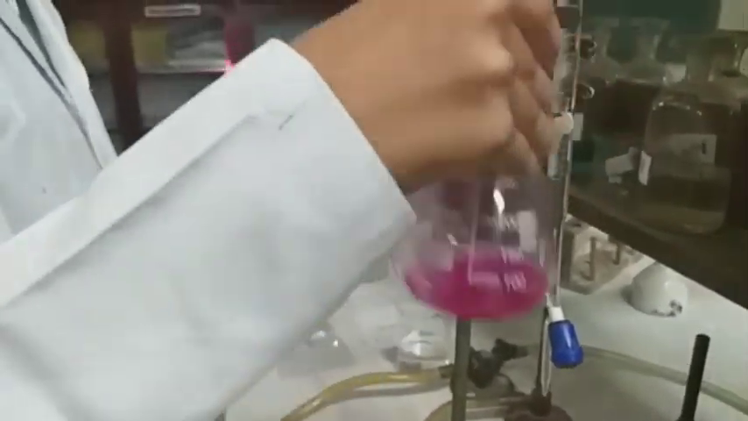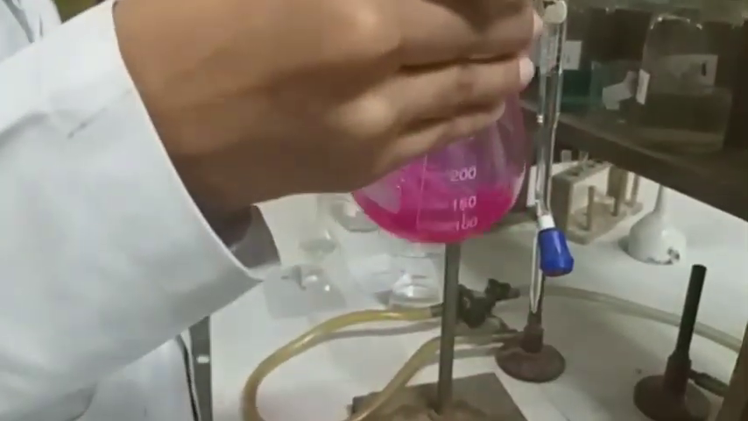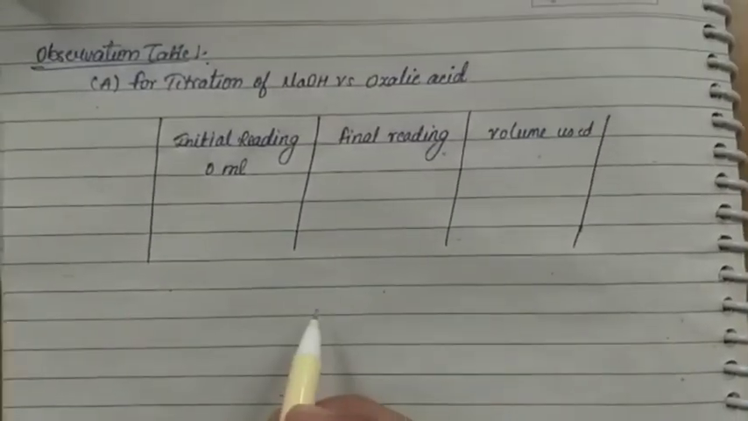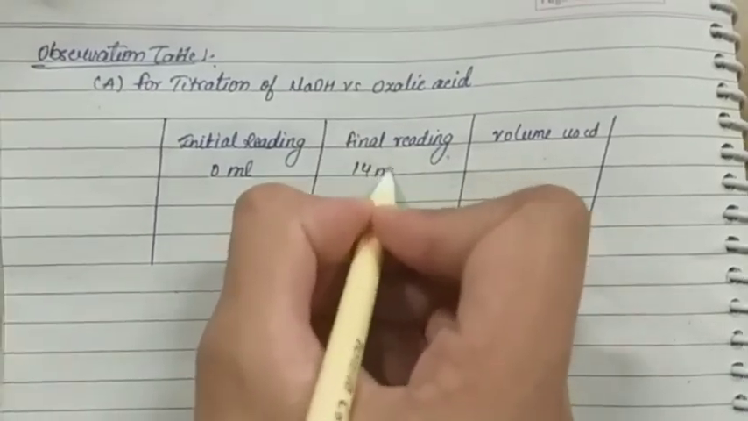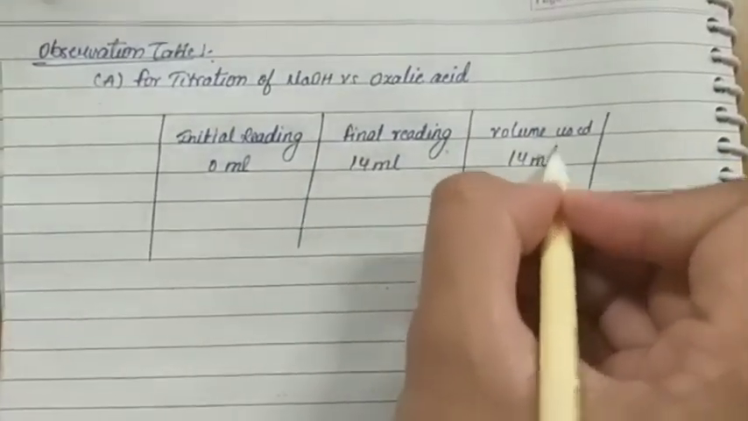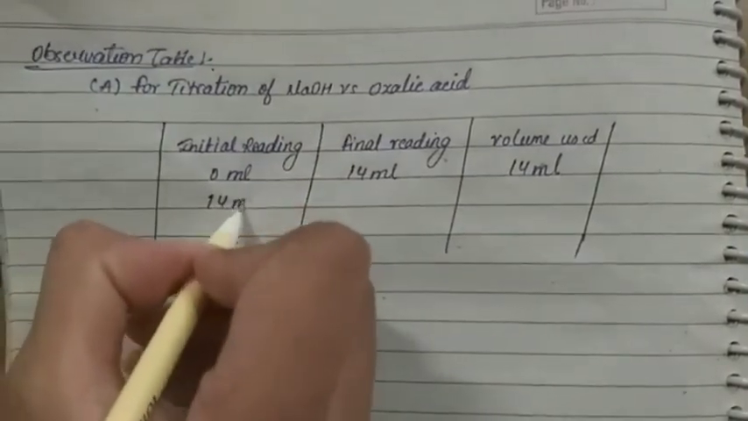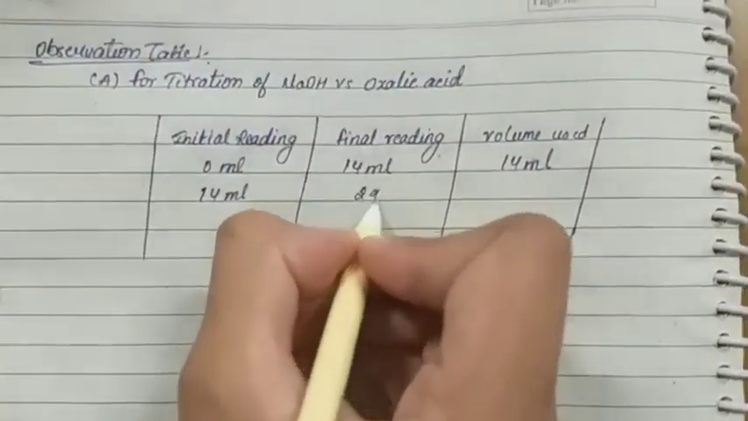Here is the end point of the solution, because the pink color appears. Similarly, we will take two more readings for the titrations. Here the reading after titration we get is 14 ml, so volume used is 14 ml. Similarly, after two more titrations we get the readings 14 ml, 29 ml.